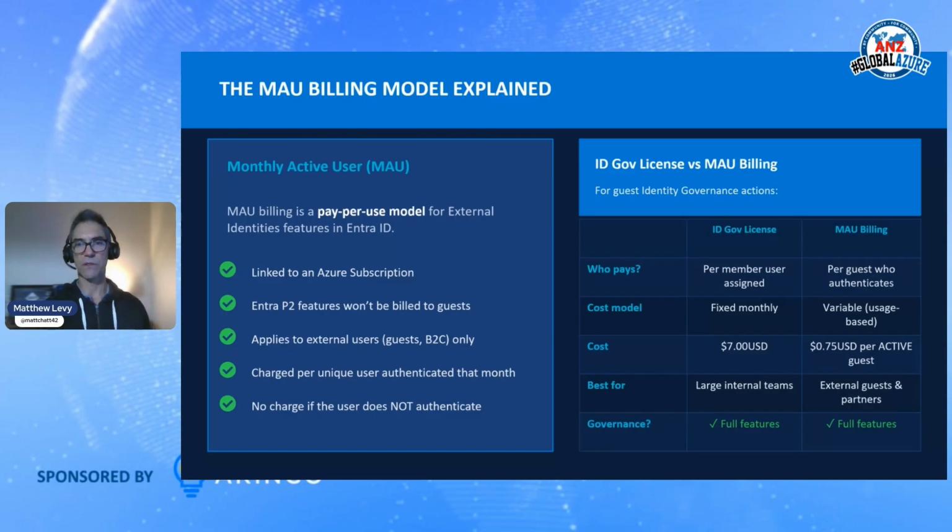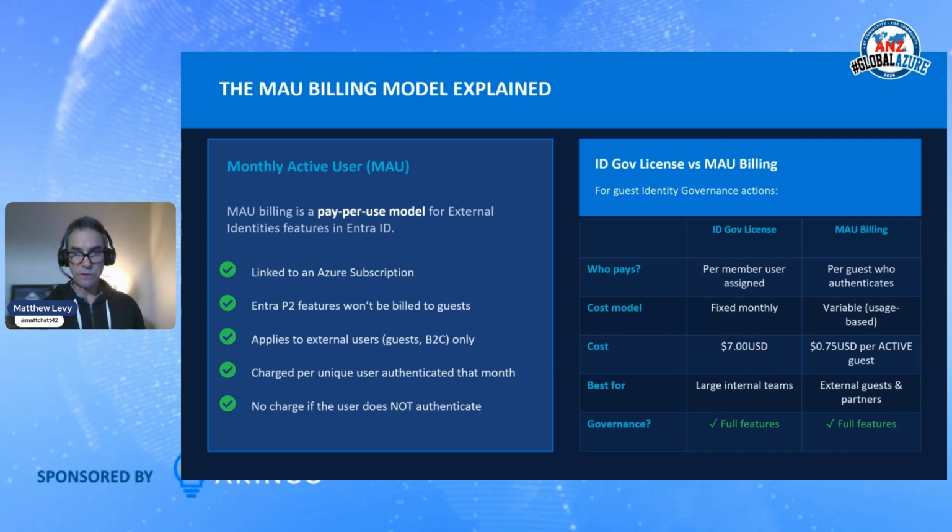Microsoft introduced the monthly active user billing model, or MAU, as a pay-per-use model for external identities within Entra ID. So that is basically a ticker or a tracker that's linked to an Azure subscription. It's not a per-user identity governance license assignment, and you can leverage the identity governance features as long as you have a single identity governance license in the tenant.